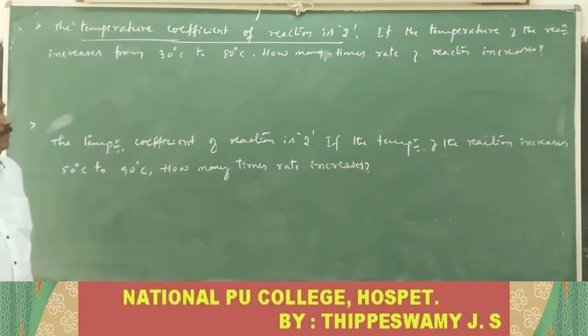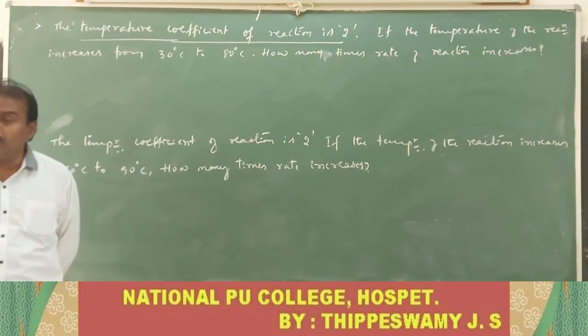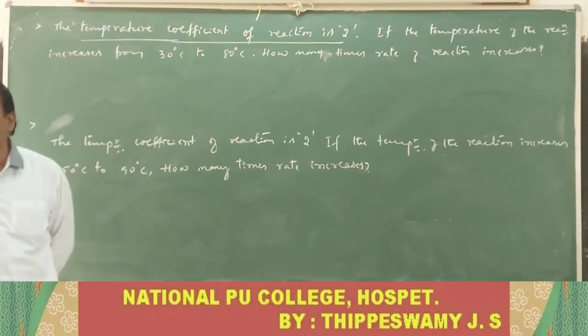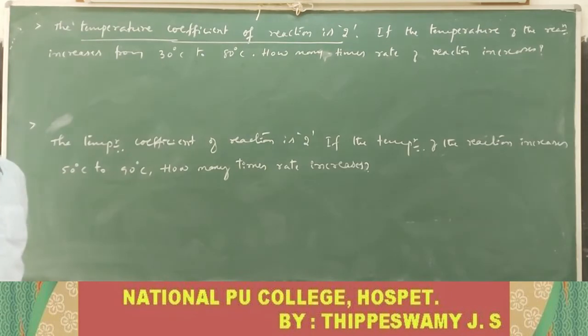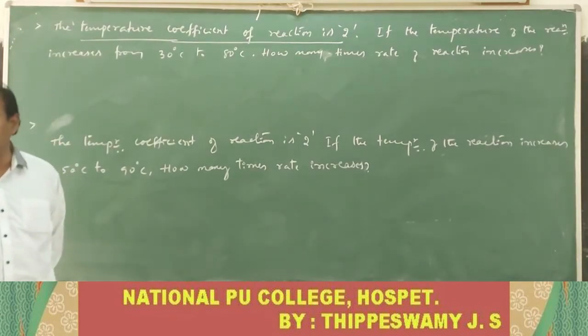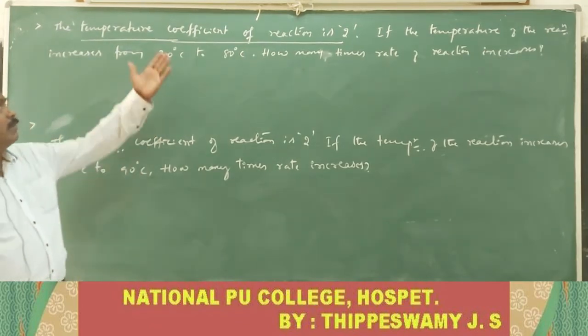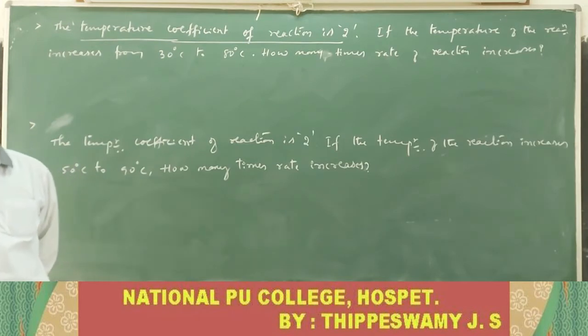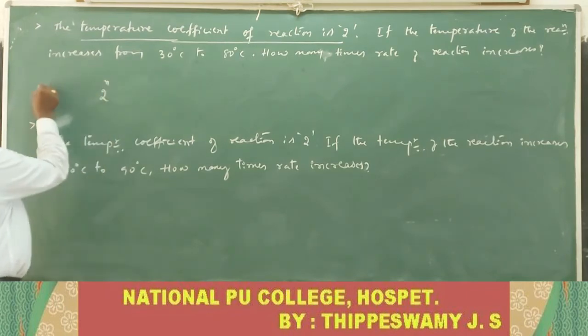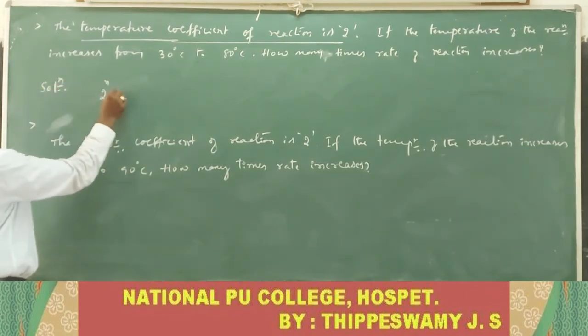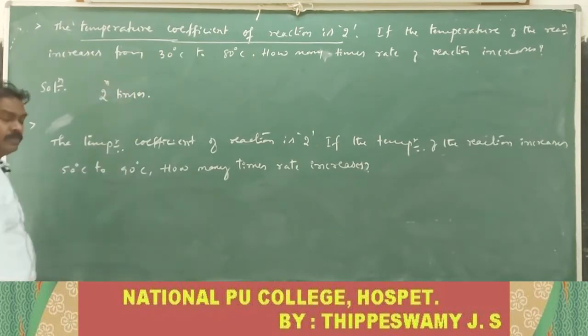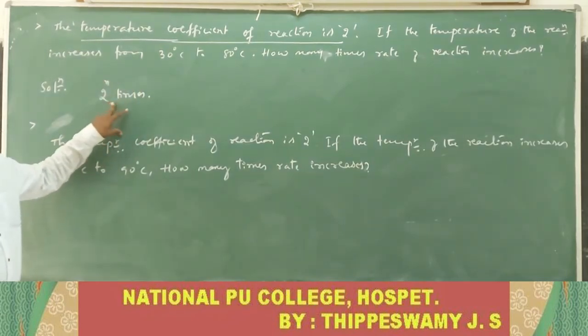The temperature coefficient of reaction is 2 means what? It means the rate of reaction doubles, or it may be triples, for every 10 degrees Celsius or 10 Kelvin temperature increase. For every rise of 10 degrees or 10 Kelvin, the rate of reaction doubles only. That is the meaning of temperature coefficient 2. Then how many times does the rate of reaction increase? 2 to the power n times.